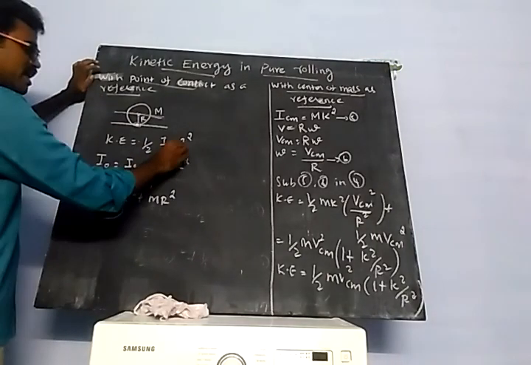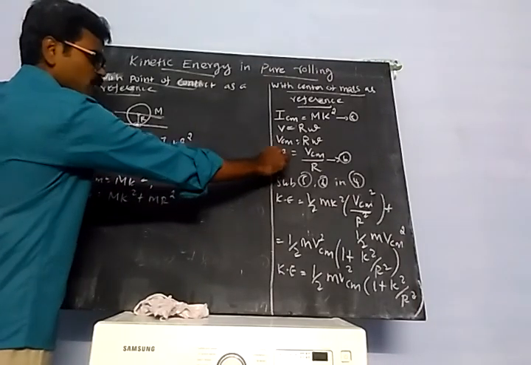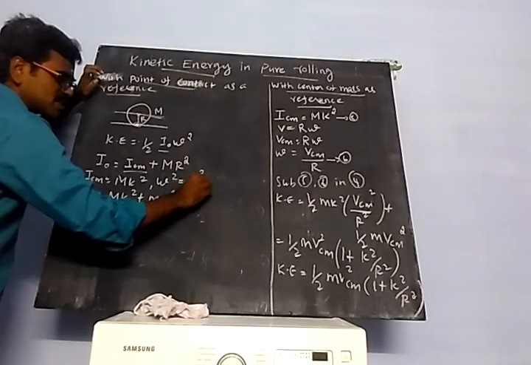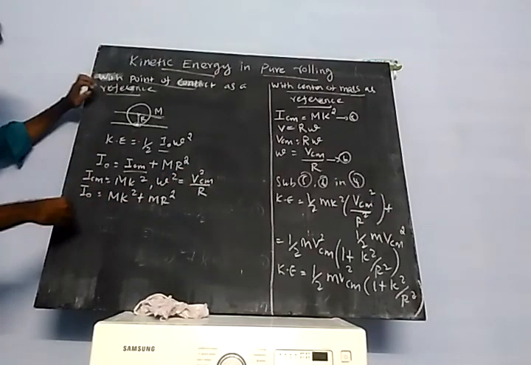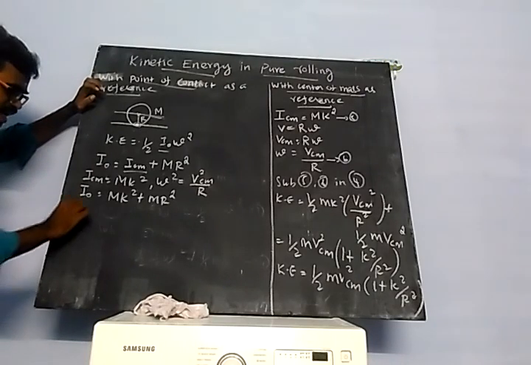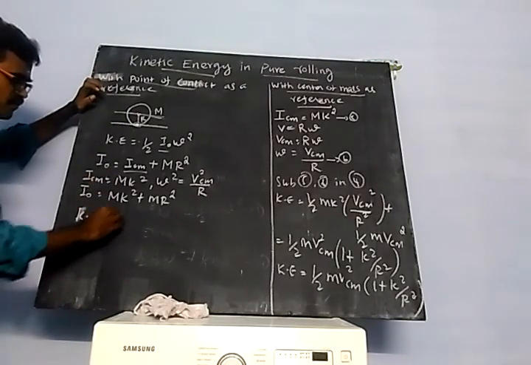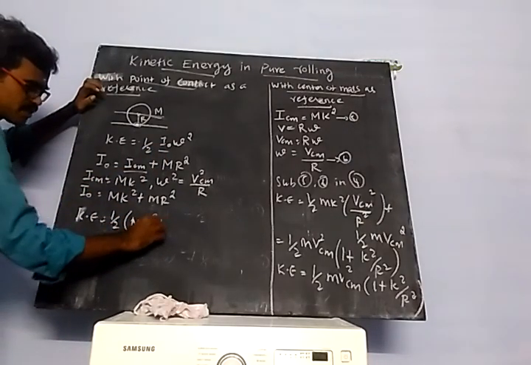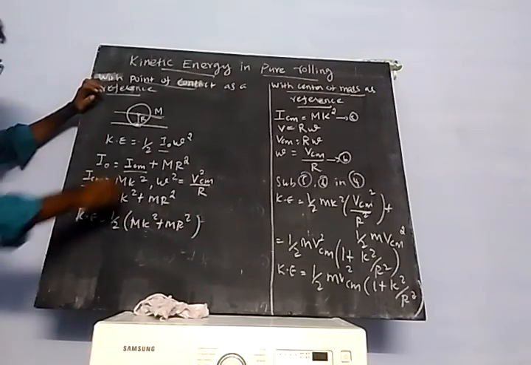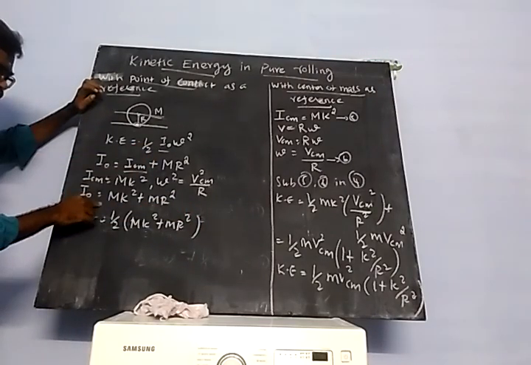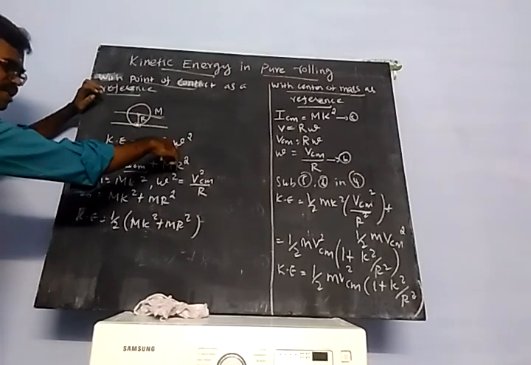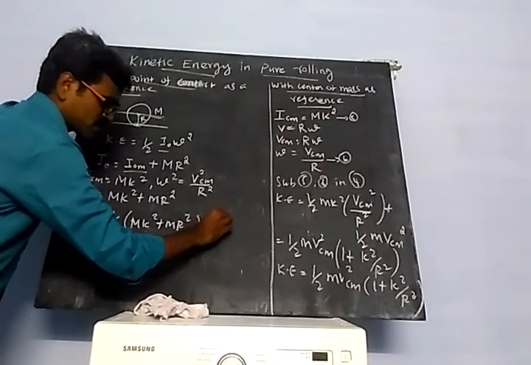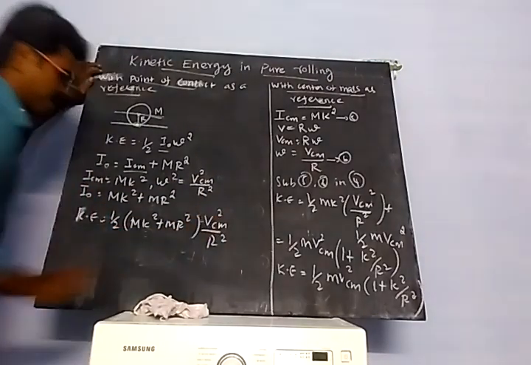And also here, omega you can replace by omega equal to V_CM by R. Then omega squared is equal to V squared CM by R squared. Then kinetic energy is equal to half I naught, and you can substitute mk squared plus mr squared for I naught, and the remaining omega squared, so omega squared is V squared CM by R squared.